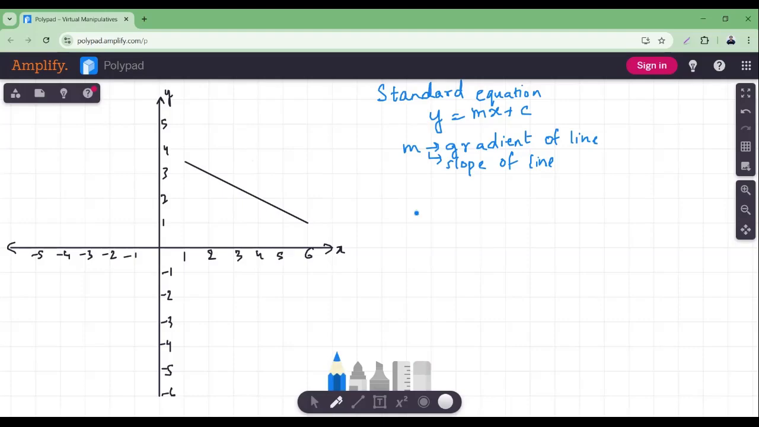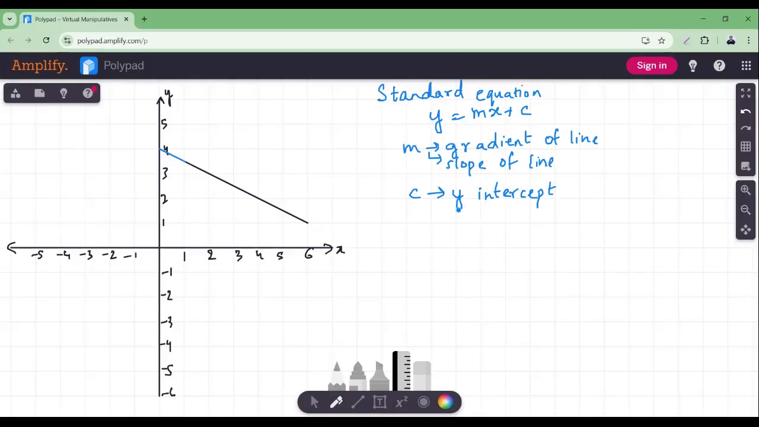Now what is this C? C represents the y-intercept. What is the y-intercept? It means where this line cuts the y-axis. Now you would be wondering, this line does not cut the y-axis at all. We just have to extend it, because it's a straight line. It can be extended in both directions. I'm not going to extend it in the other direction because I need the y-intercept alone.